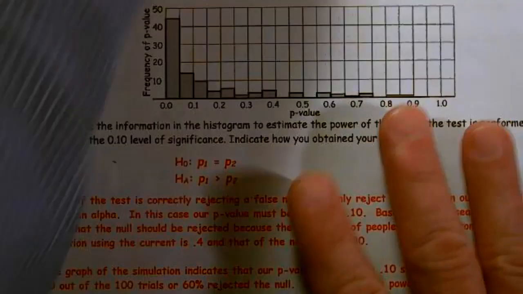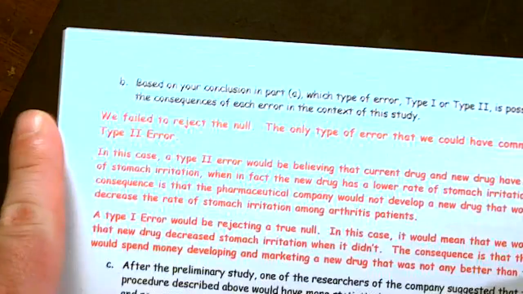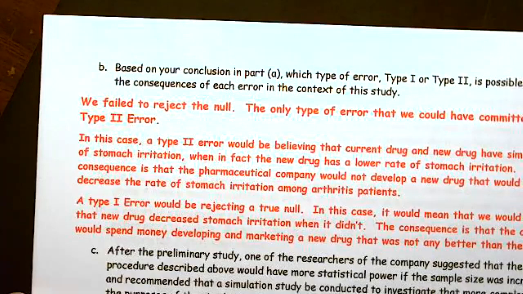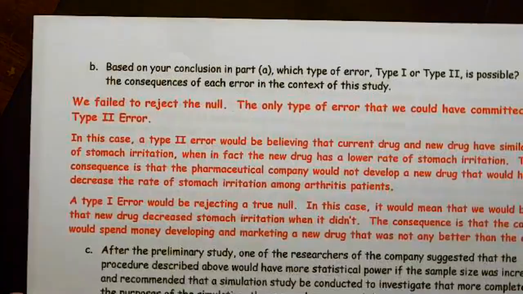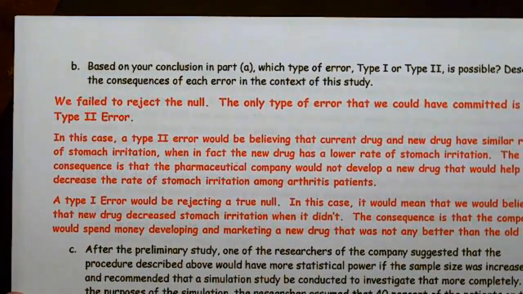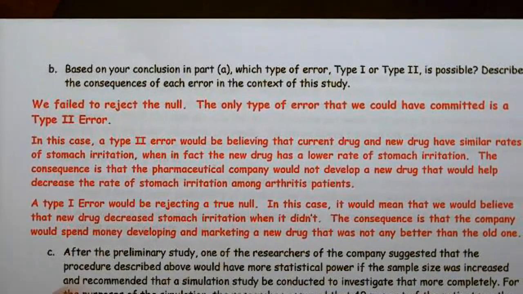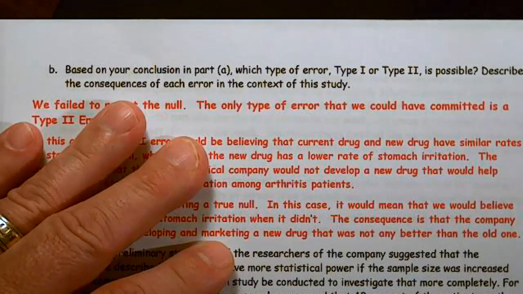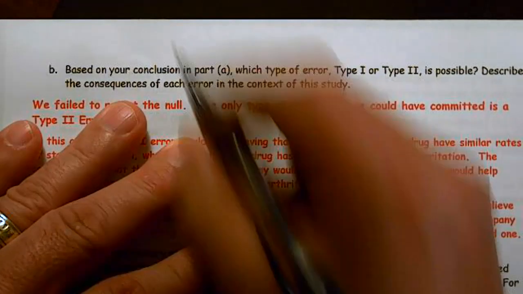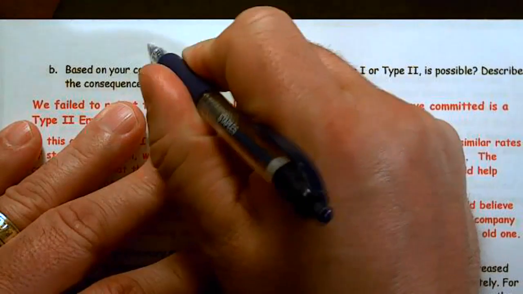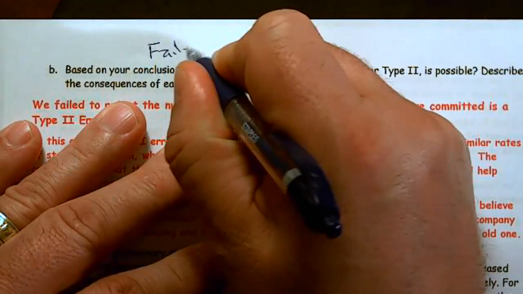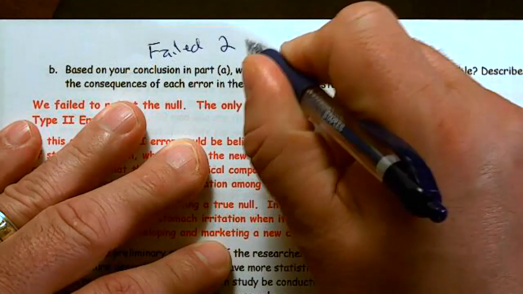All right. So part D, and part B, they included a whole lot in this question. So based on your conclusion in part A, which type of error, type 1 or type 2, is possible? Well, what we did in part A is we failed to reject.